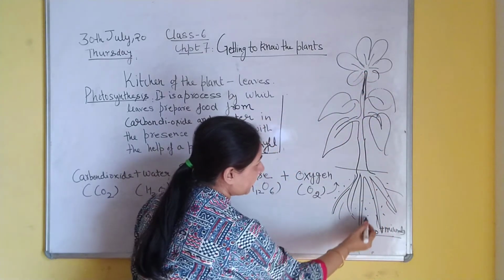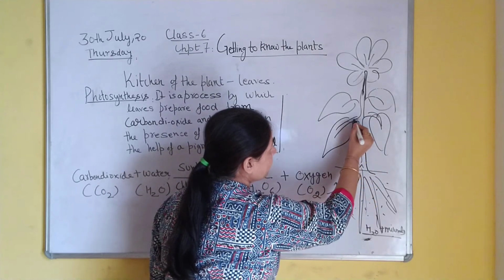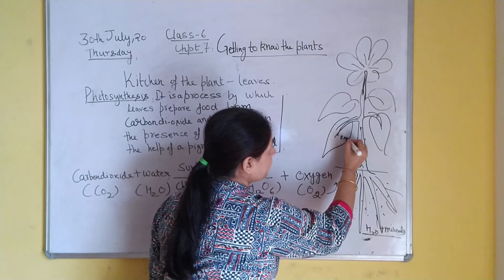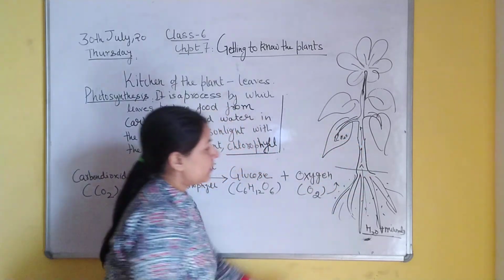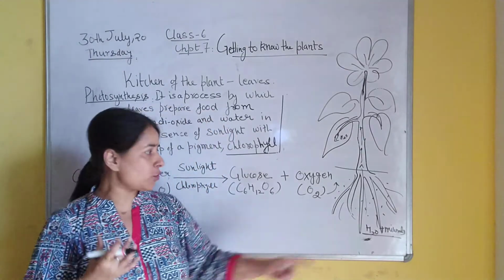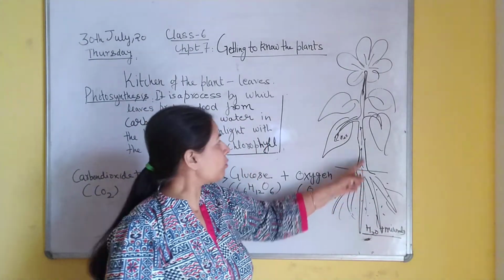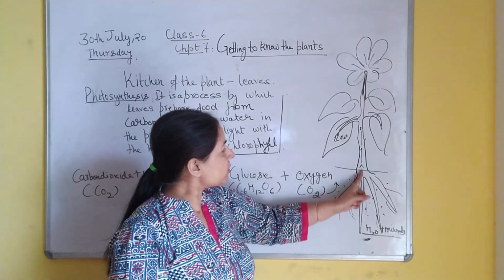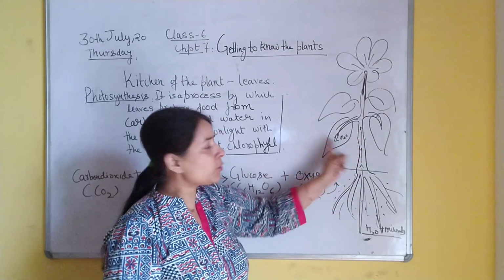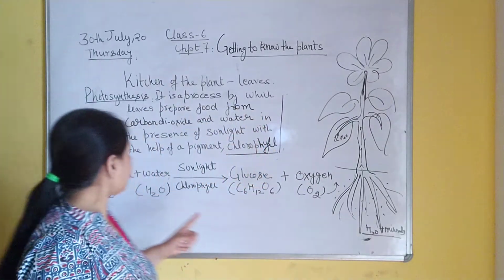Now the roots take up water from the soil, and it reaches the leaves. Water has come from here. The roots have absorbed water from the soil and handed that water over to the stem. Now through the stem, the water enters into the leaves. Water has already entered the leaf.